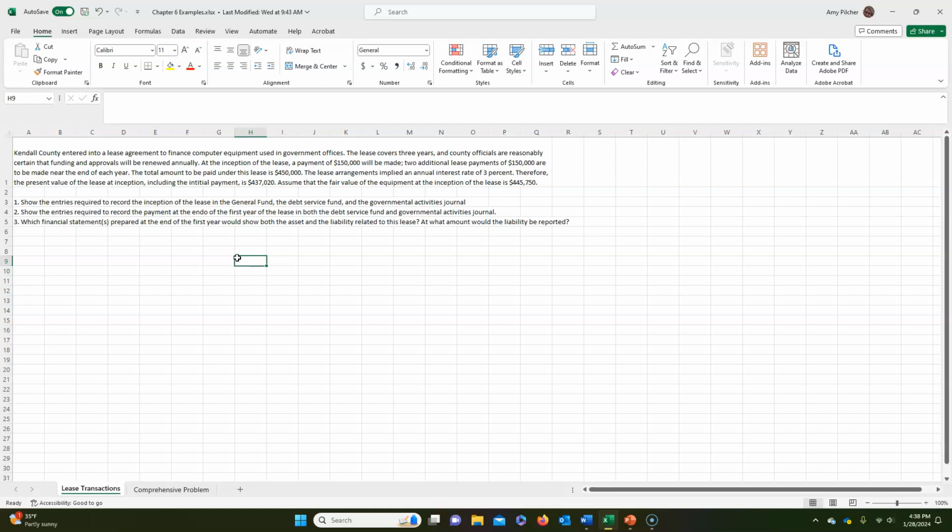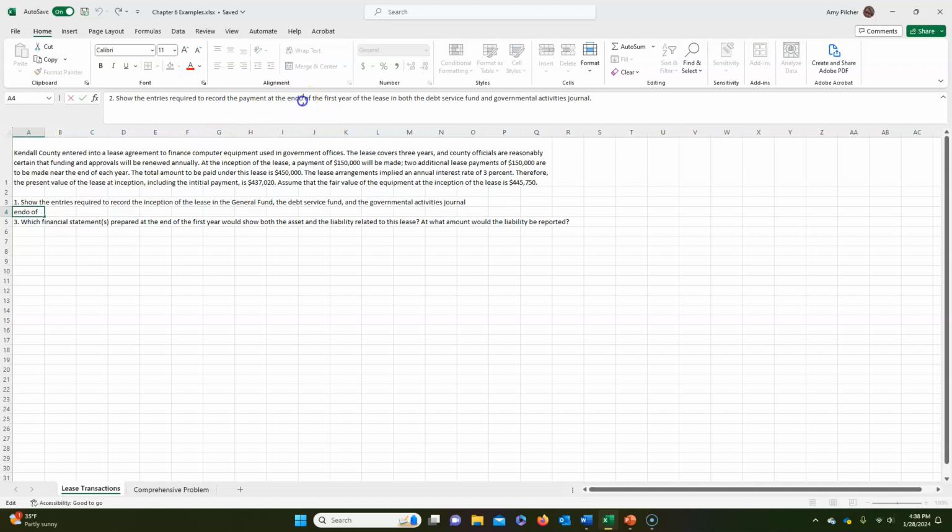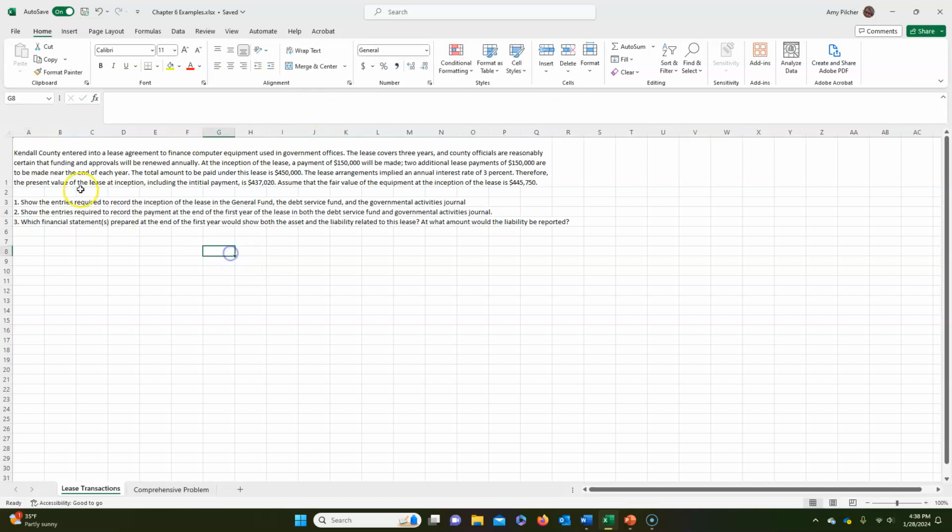Therefore, the present value of the lease is $437,020, and the fair value of the equipment of the lease is $445,750. Okay, so we're going to look at the lease, so end of the first year. First, entries are required to record the beginning of the lease in the general fund, the debt service fund, and the government activities fund.